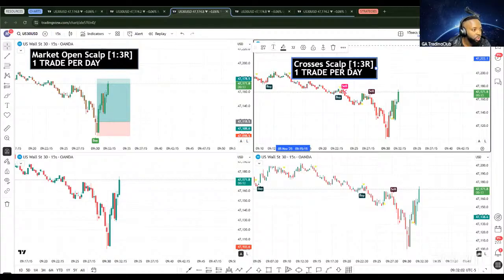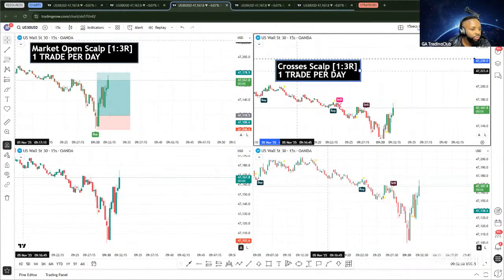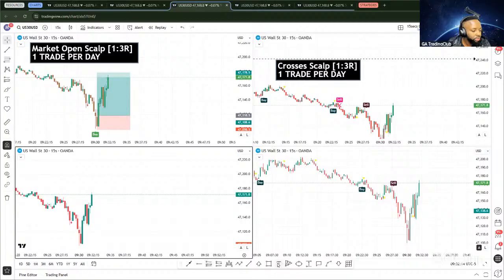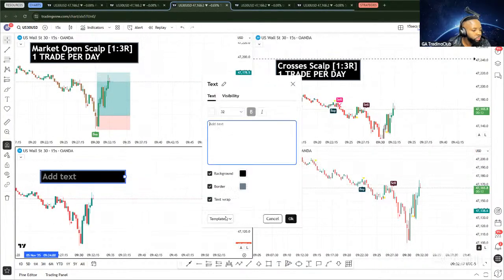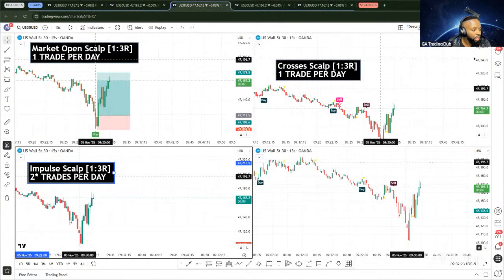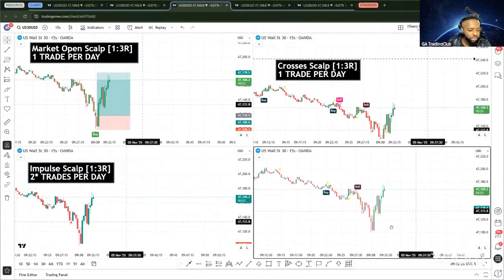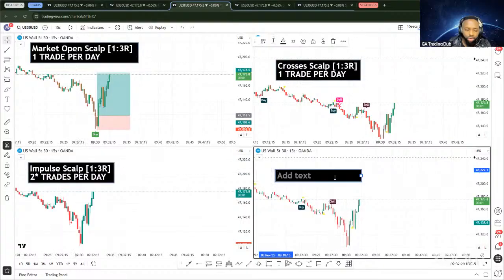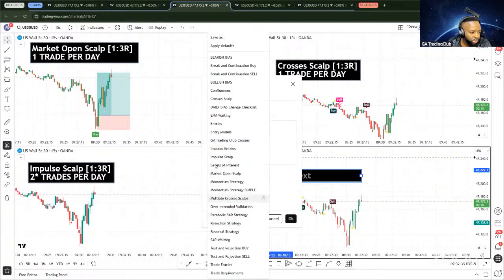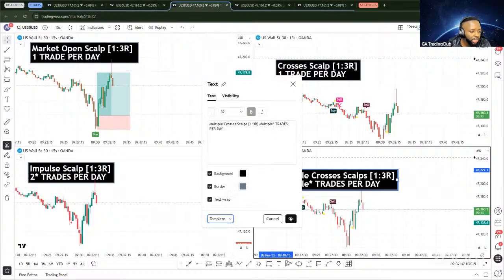And still, almost at TP for the market open scalp. This one is the impulse scalp. And this last one is the crosses scalp. And I'll go over them. And there you go, full TP on the market open scalp, for a nice 1:3 risk to reward. And for each of these strategies, like I said, you can just risk 0.5% per trade. This one is the multi-crosses scalp.